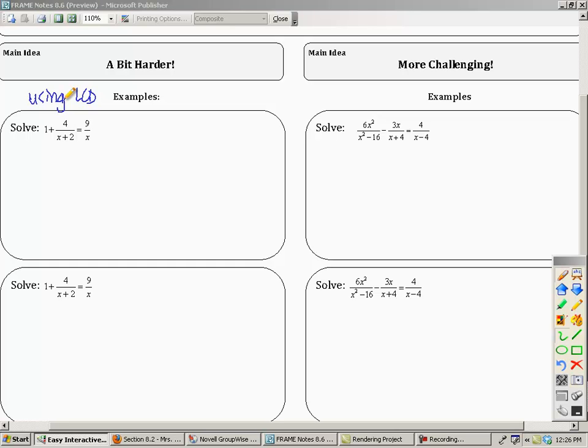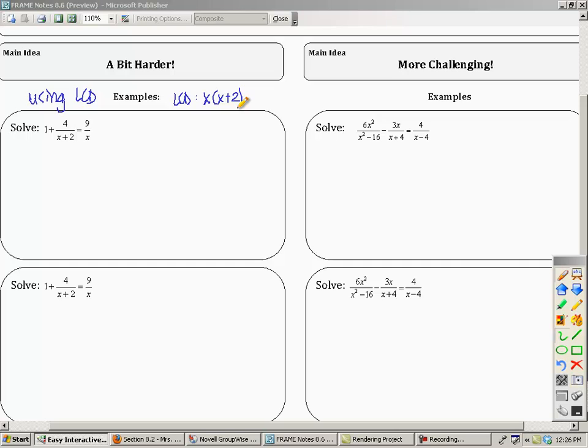I have two denominators. In this case, my LCD is the two denominators. I have an x and an x plus 2. And so what I'm going to do is multiply everything that I have, and I have three terms, a 1, this fraction, and the second fraction, by this x times x plus 2.